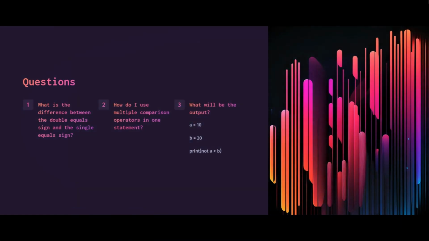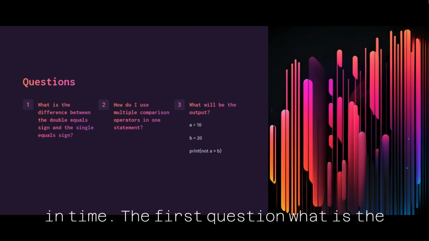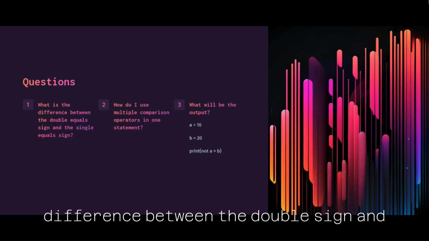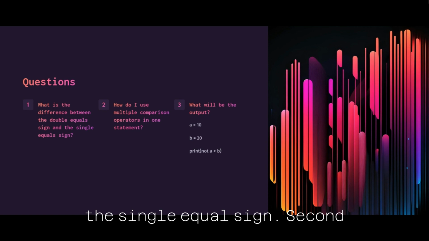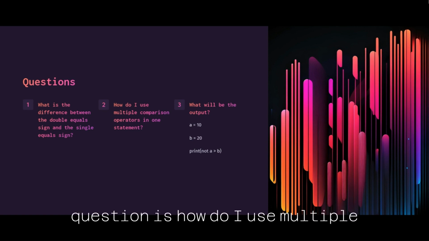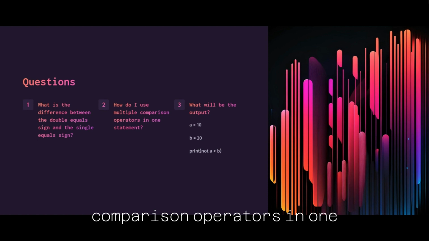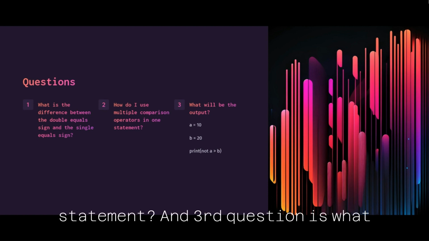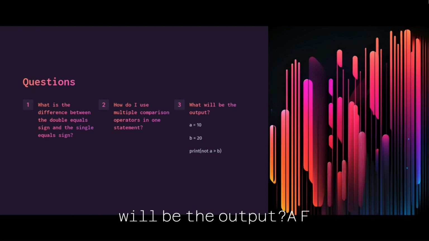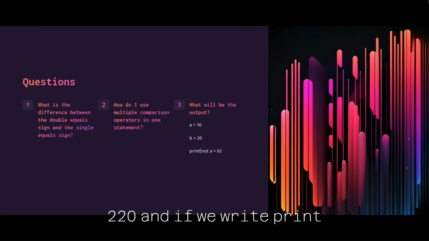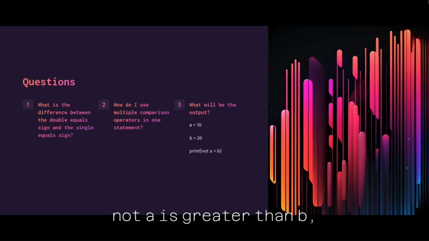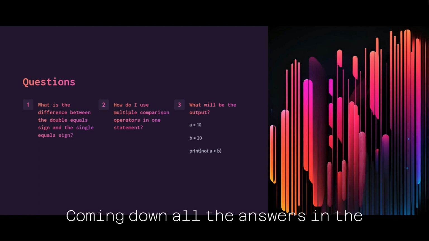Now it's question time. The first question: what is the difference between the double equal sign and the single equal sign? Second question: how do I use multiple comparison operators in one statement? And the third question: what will be the output if A equals 10 and B equals 20, and we write print not A is greater than B? What do you think will be the output? Comment down all the answers in the comment section.